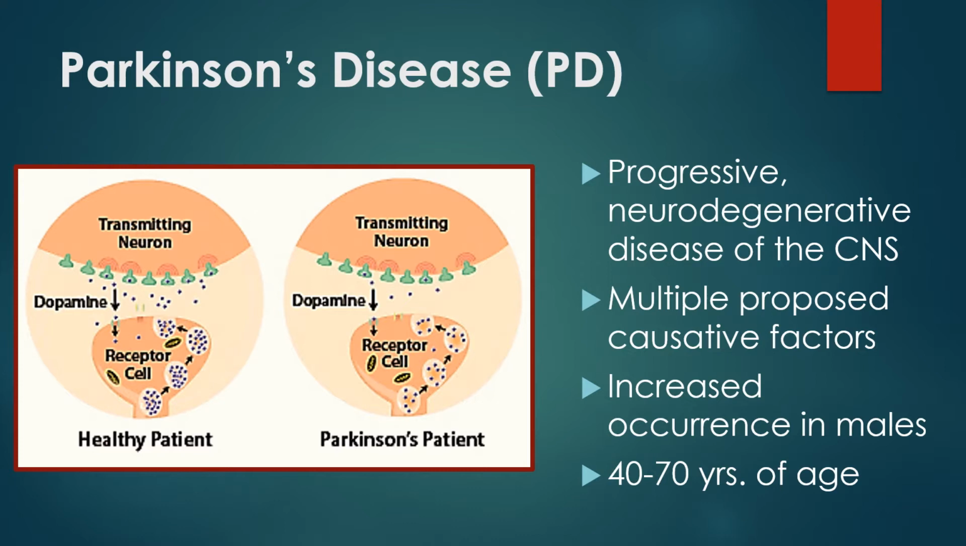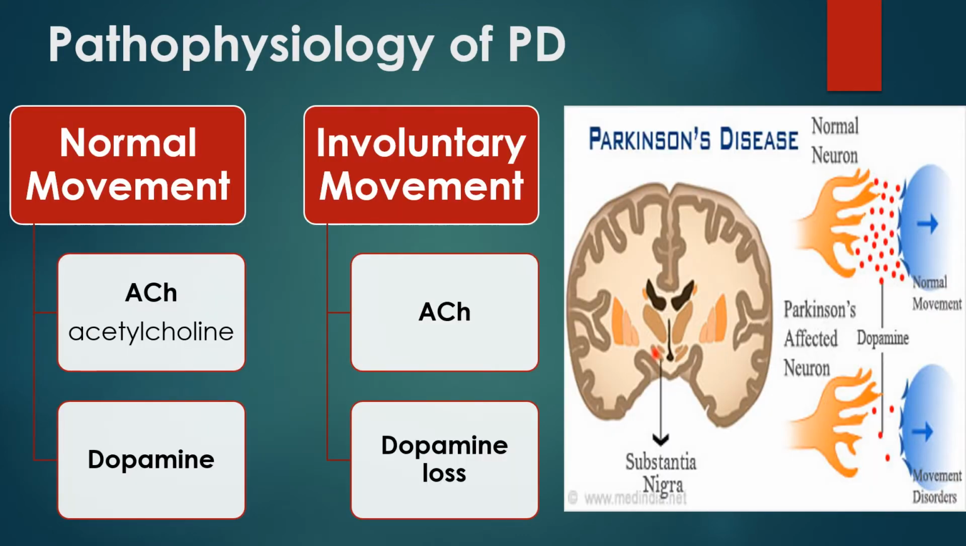Parkinson's disease occurs almost 2 times more in men than in women. Remember, it is a movement disorder. So on this slide here, you can see the pathophysiology of Parkinson's disease. You can see here that it affects the acetylcholine and dopamine receptors.